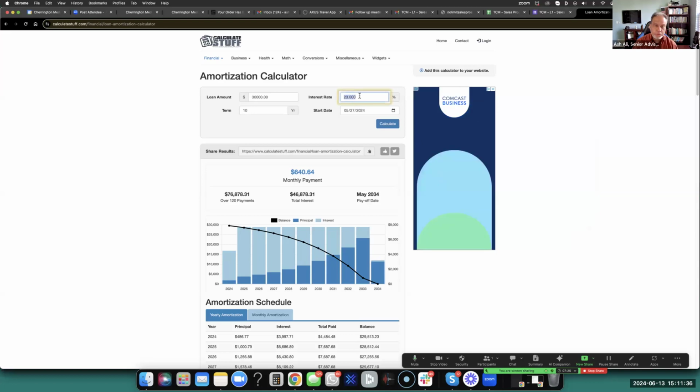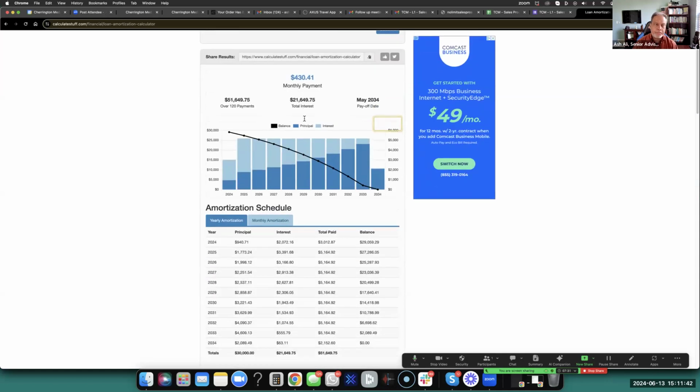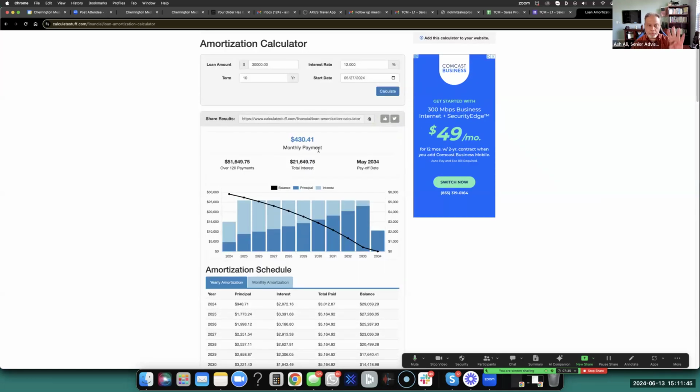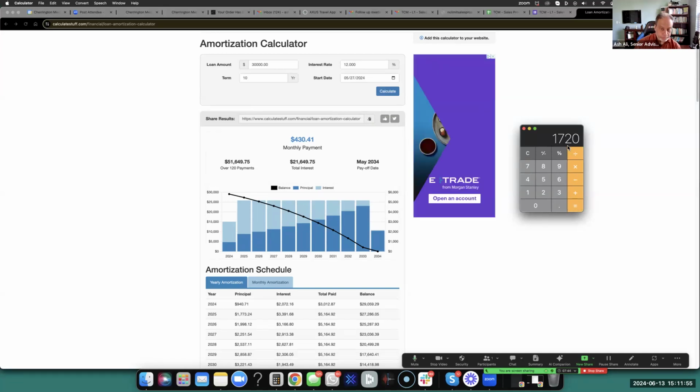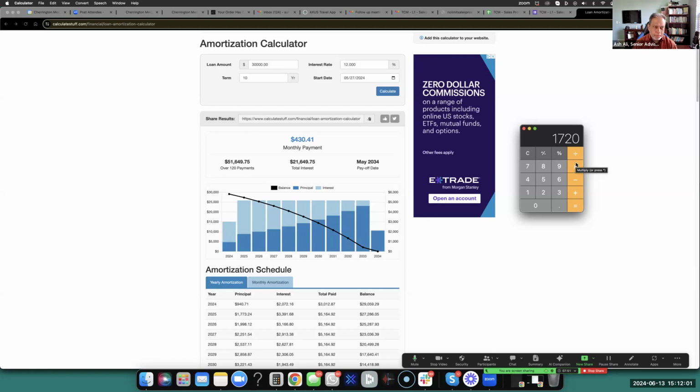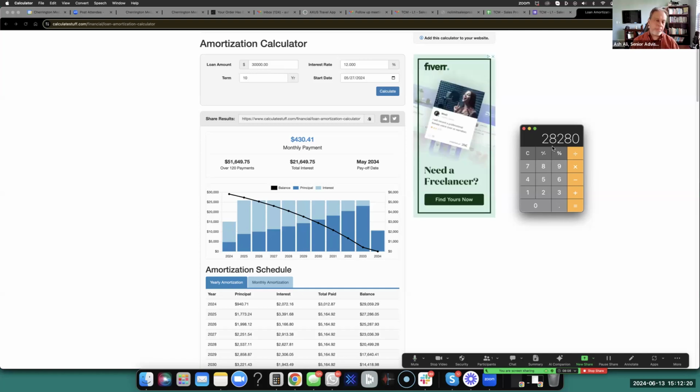Now let's just say you got a good credit score and you got 12% instead of 30%. Look at this. Now it's 430. Let's take this number and multiply it by 4 months. What does that give us? So here we go. 430 times 4 months, 1720. Yeah, that's much better. Let's subtract that from the profit that we made. Let's say we made 30,000 in 4 months. I'm going to subtract 1720 from 30,000. Look at our profit: 28,000. So that's a difference of about $1,000.